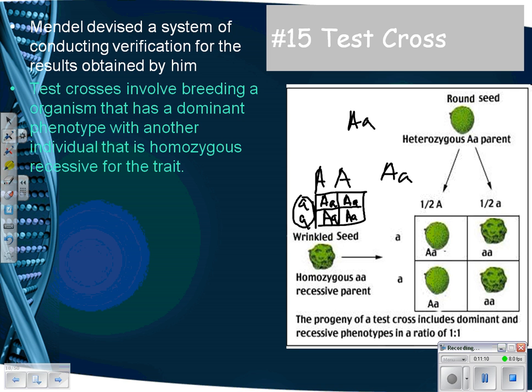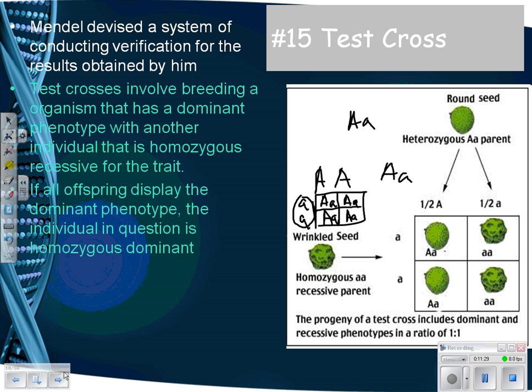And you put it with a homozygous recessive individual. Why? Because the homozygous recessive individual will, if there is one recessive allele, then the offspring will end up having the recessive trait. Well, at least some of them will. Because if all offspring display the dominant phenotype, the individual in question is homozygous dominant.